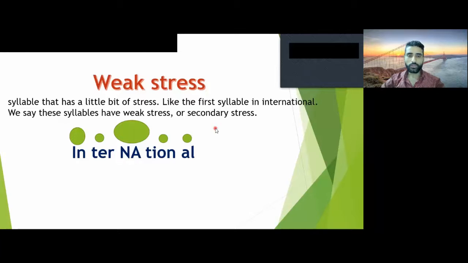Okay. Also, we have weak stress. A weakly stressed syllable is a syllable that has a little bit of stress, like the first syllable in international. We say these syllables have weak stress or secondary stress. International.